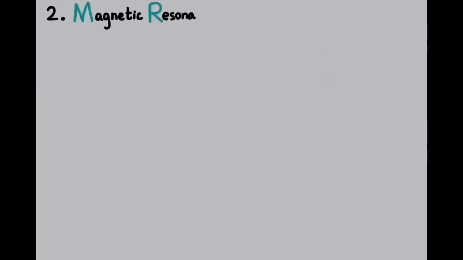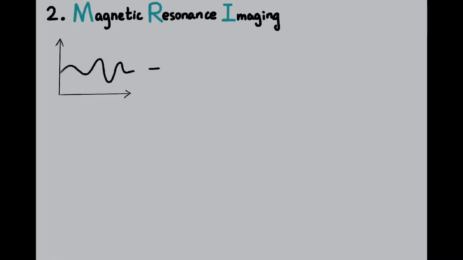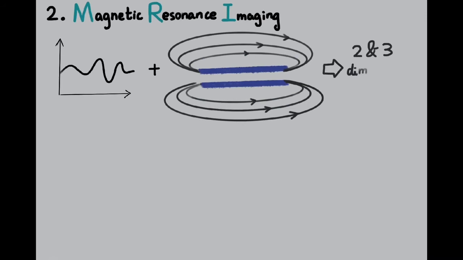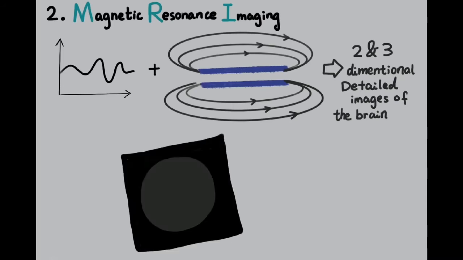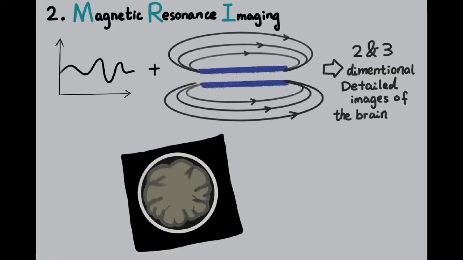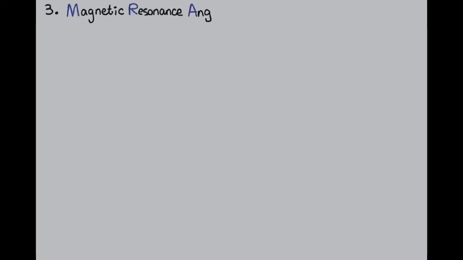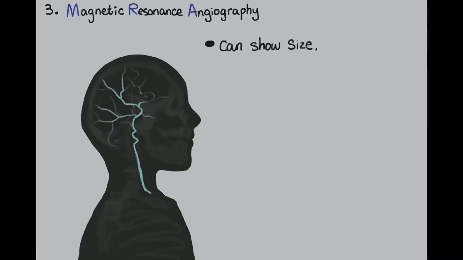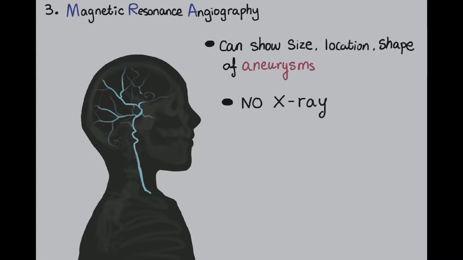Magnetic resonance imaging, or MRI, is another imaging type. An MRI uses computer-generated radio waves and a magnetic field to create 2- and 3-dimensional detailed images of the brain. This is a great imaging technique to look at brain tissue if there is damage or blood present. Magnetic resonance angiography, or MRA, produces detailed images of the brain arteries and can often show the size, location, and shape of an aneurysm.